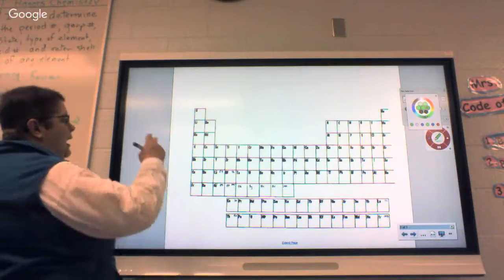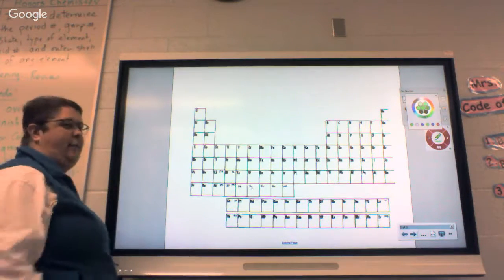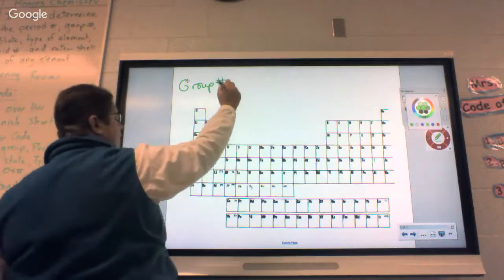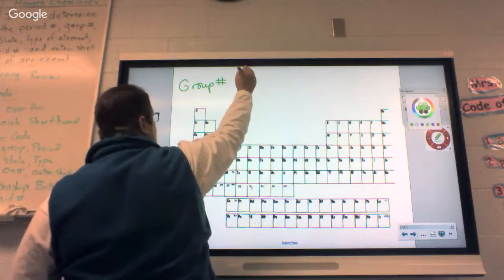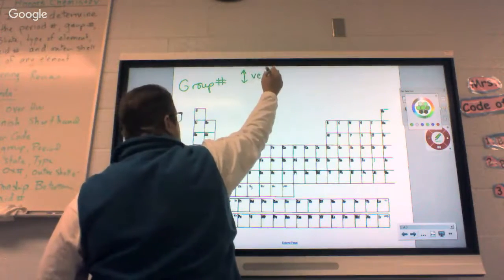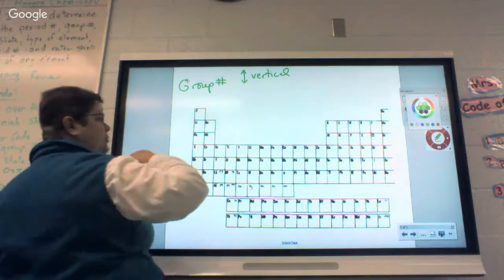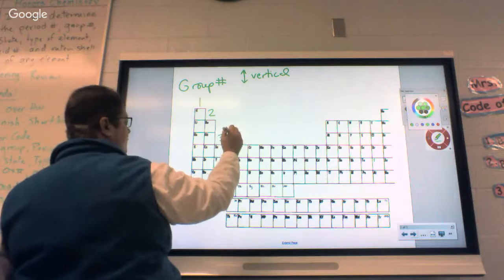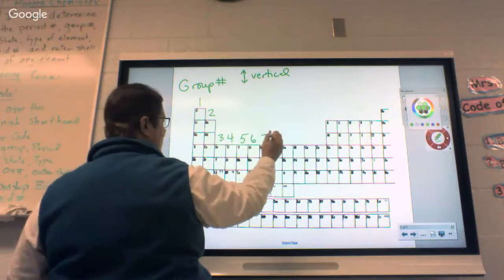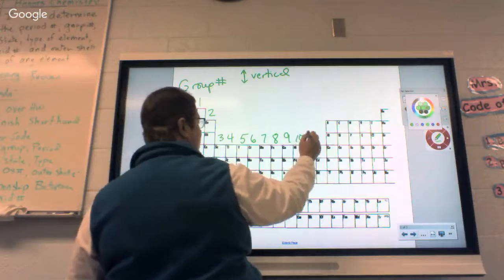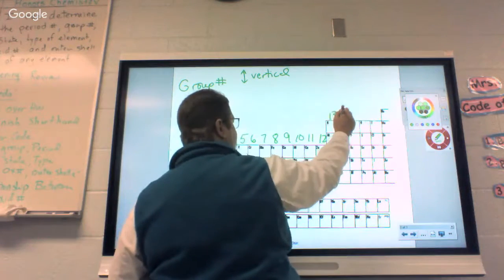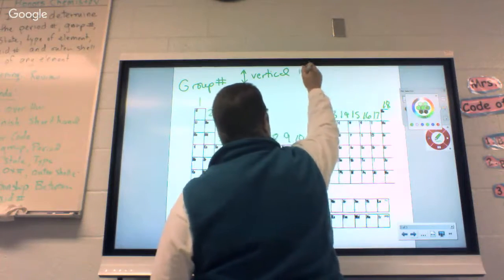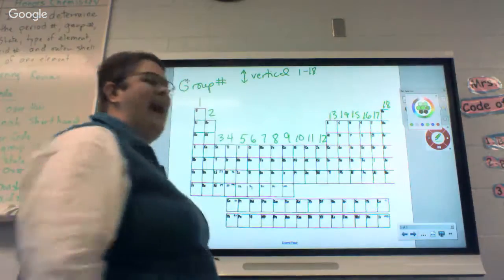All right, now, if we look at the periodic table, group numbers. Groups, first of all, you should remember, run up and down, vertical. Group numbers 1, 2, 3, 4, 5, 6, 7, 8, 9, 10, 11, 12, 13, 14, 15, 16, 17, and 18. They run 1 through 18. Who does not get group numbers?